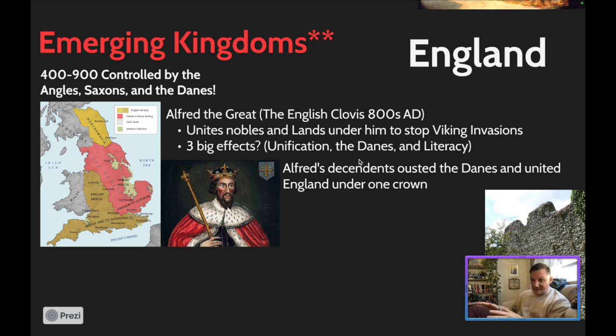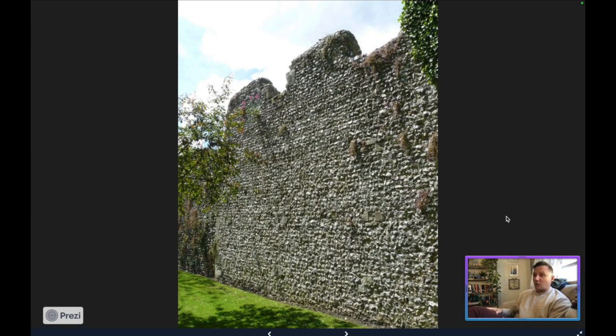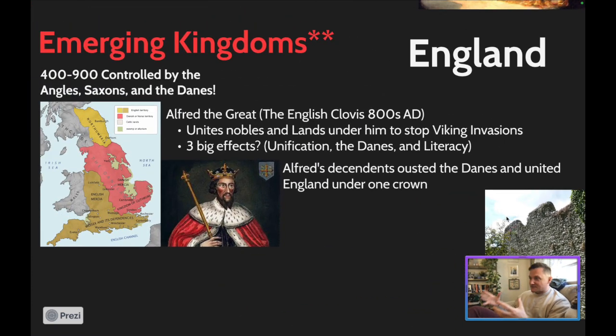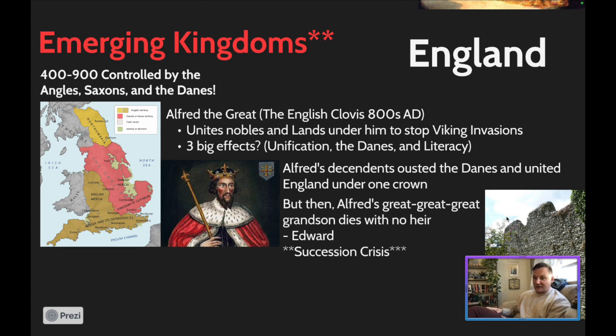Now, Alfred's descendants later on are going to oust the Danes completely and unite England under one crown, right? And they're going to build a bunch of big walls and create new keeps and strongholds that are going to keep the Vikings out and prevent later invasion. But then Alfred's great-great-great-grandson died with no heir to the throne, all right? Now, what we have on our hands at this point, when Alfred has united these people together and begun to create the country of England, is what is known as a succession crisis.